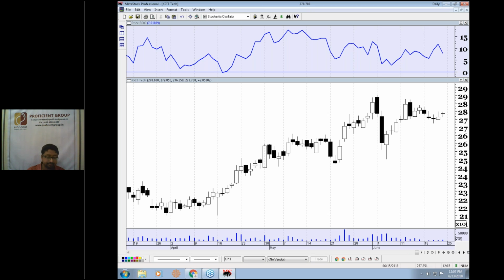Just to recap, I am recommending a buy position in NBFC and finance sectors, especially in private banking, which is mainly HDFC Bank, Bajaj Finance, Bajaj Finserv, then IT sectors, then FMCG stocks.